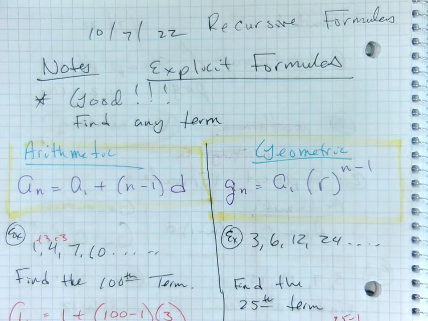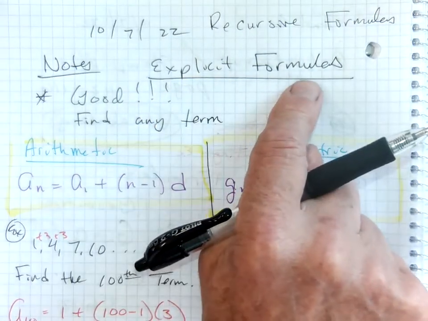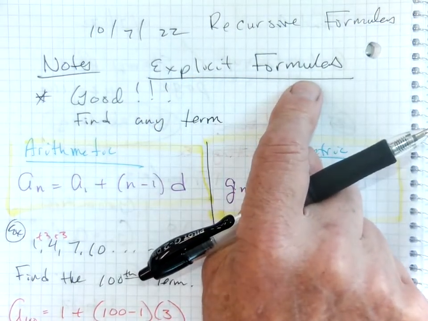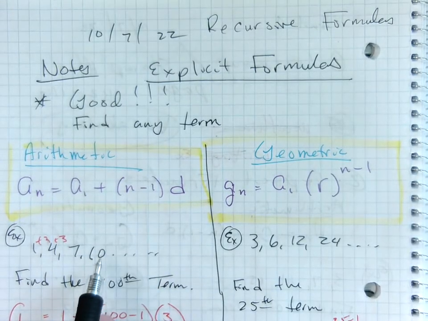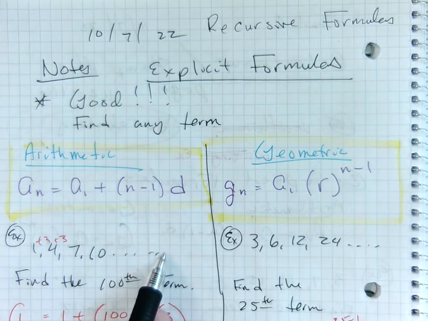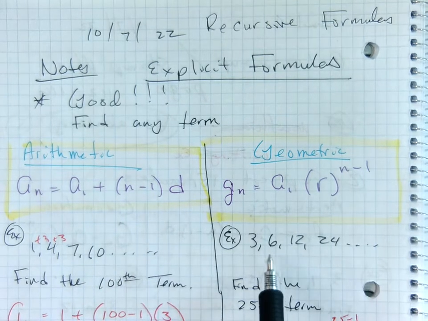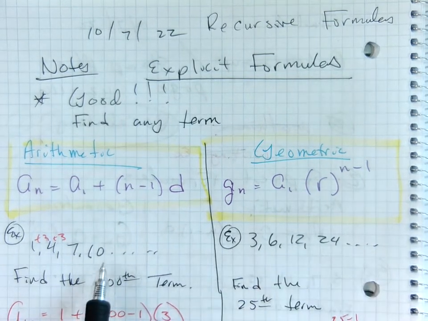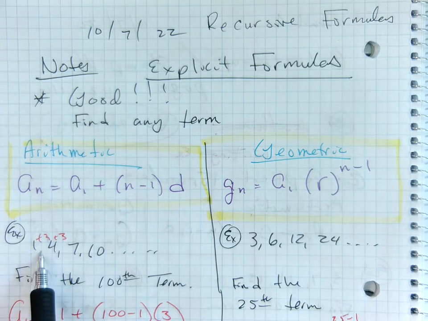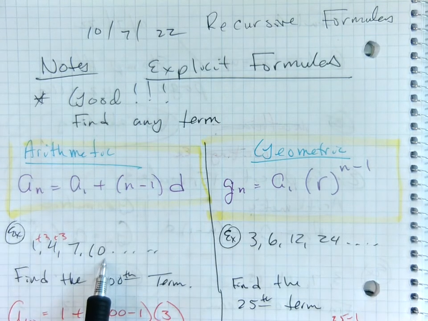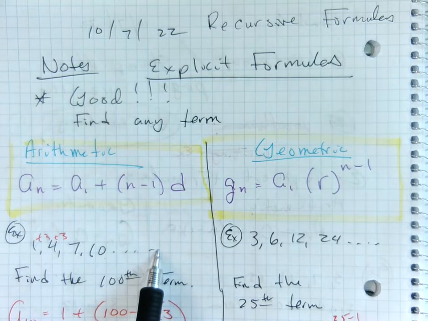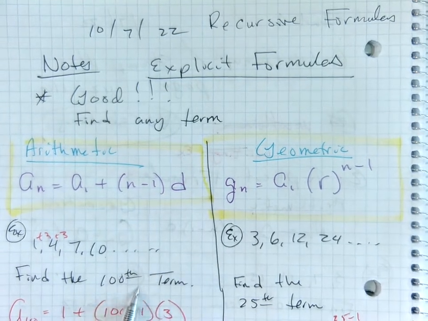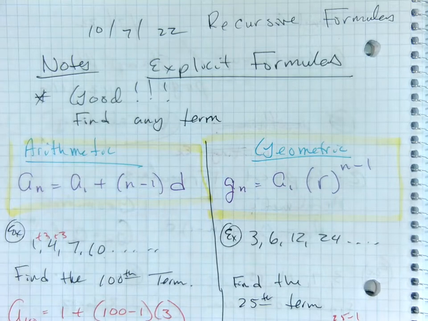So today we want to talk about explicit formulas. They're much better. A recursive formula only tells you how to get the next term. So on this one, it says just add 3, add 3, add 3, add 3, or on this one, we just multiply by 2, multiply by 2. You can go back to here, add 3, add 3, add 3: 13, 16, 19, and so on. But if you want the 100th term, it's very difficult. It'll take you a long time.